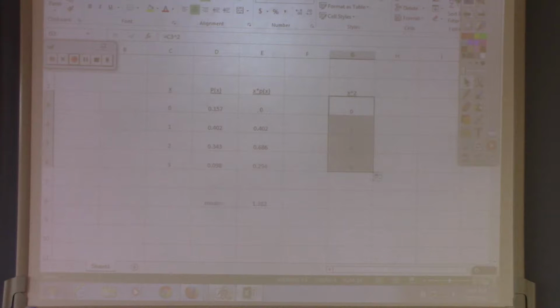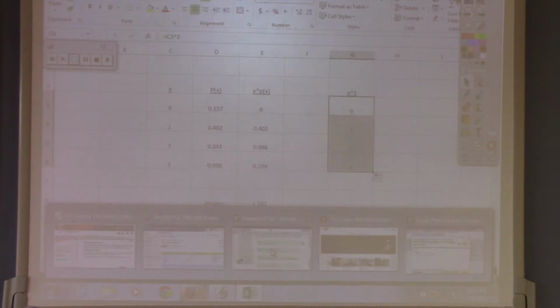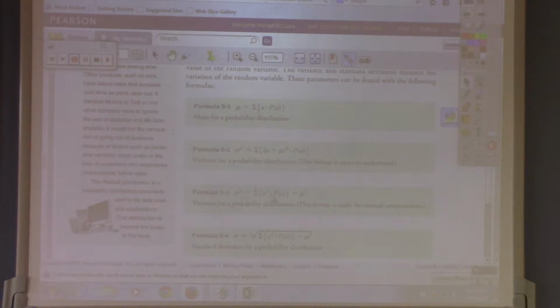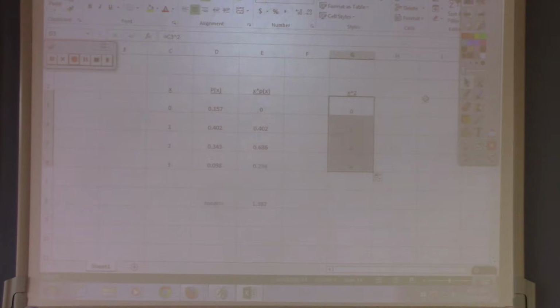Now, we've got to take x squared, and what do we do with it? Multiply times P of x, get that summation, and then subtract what? Mean squared, mu squared. So let's do that. X squared times P of x. I'm going to separate it a little bit so you won't get confused. X squared times P of x.